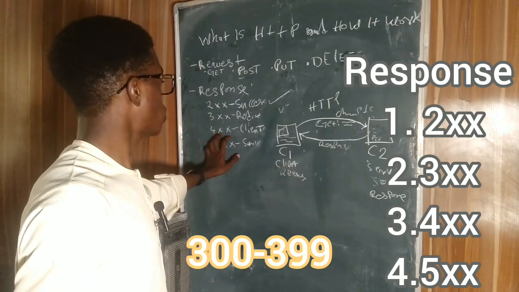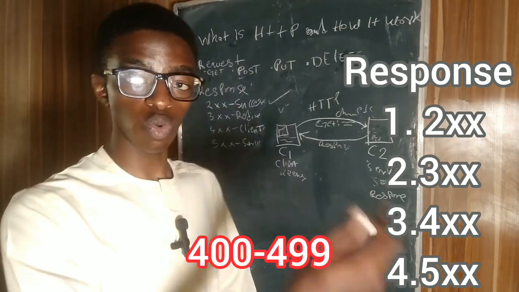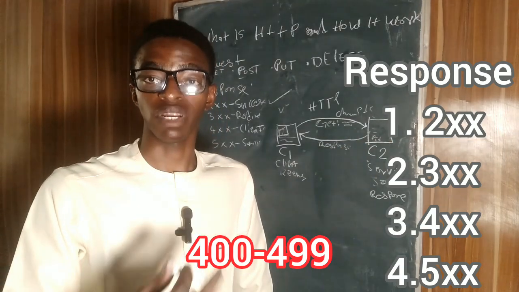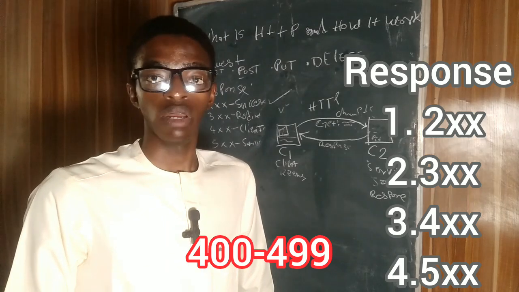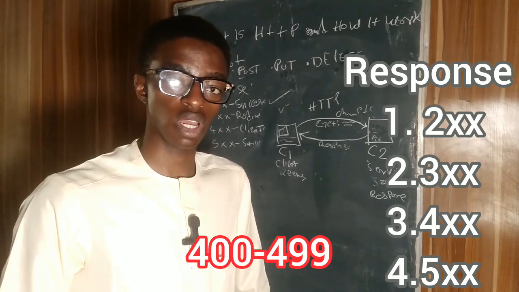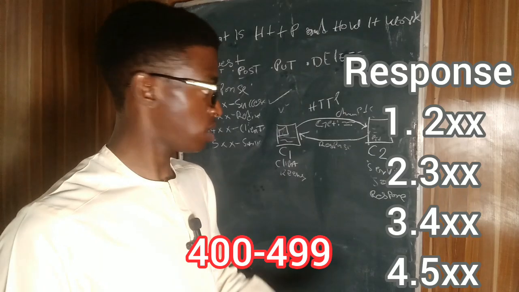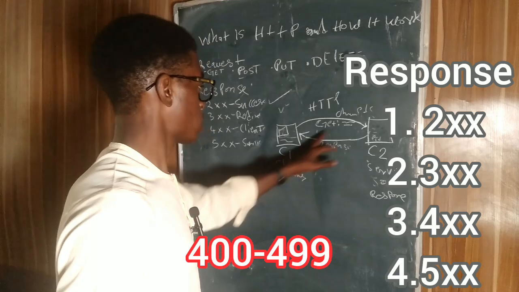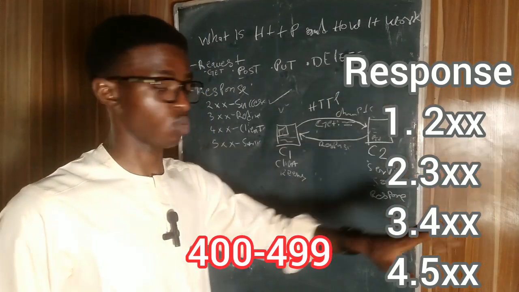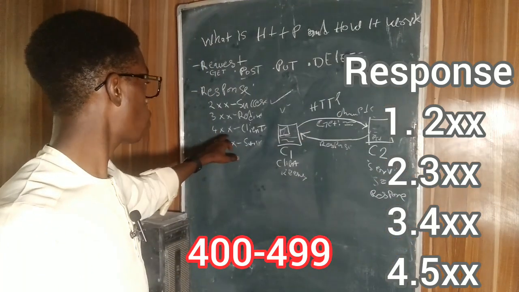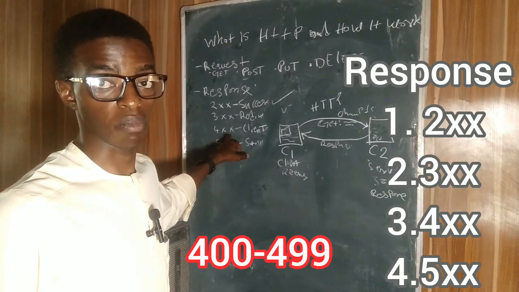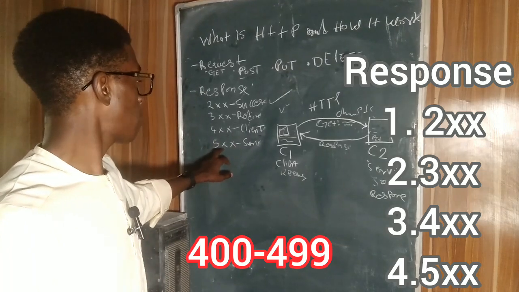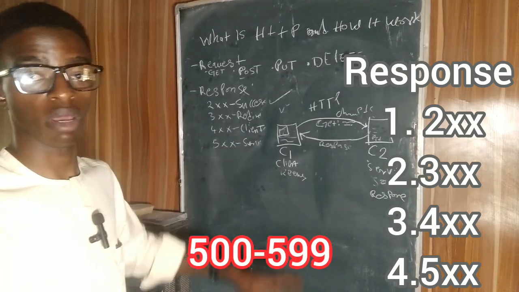And then 400 means that you, the client, the person making the request, is making a bad request. Maybe the request is not good, maybe you are not authenticated for that request, maybe when you were about to make the request some error occurred. So the server will tell you, okay, you have a problem with your request. So whenever the server responds with 400, it's telling you that you made a bad request, which means the problem is from you, the client. Then 500, that's the problem from the server.